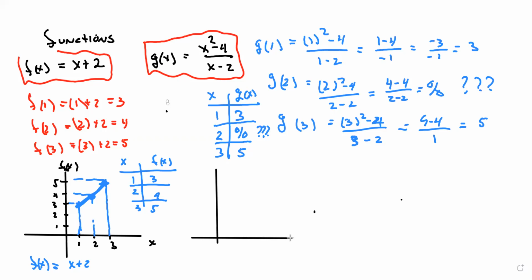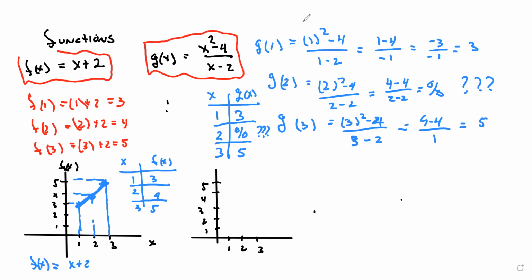And we have here our 1, our 2, our 3, and the same thing, 1, 2, 3, 4, 5. And let's do the graph now. Okay, so for 1 and 3, let's see.